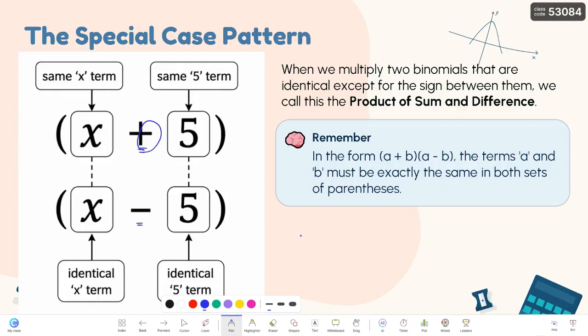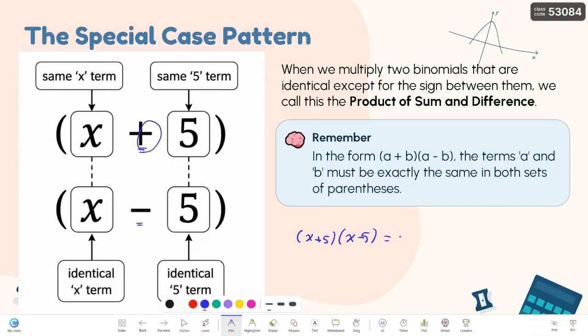So to find the product of x plus 5 multiplied by x minus 5, since we have here the product of a sum and difference, instead of using the table method, the distributive property, or the FOIL method, which are correct but take a long time, we can simply notice that this is the same as finding the first term squared.